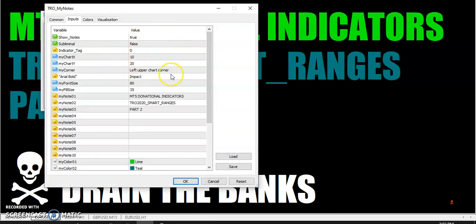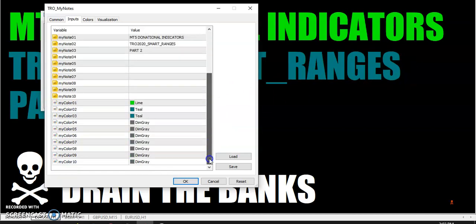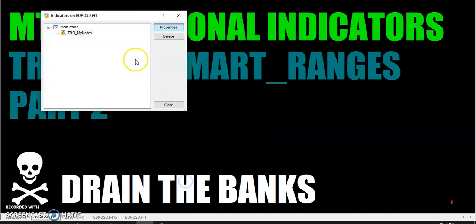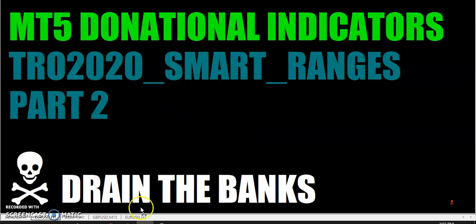You can choose the font, the font size, and how much to fill it, so it shifts it to the left, and your colors and everything. And you can put more than one instance of this indicator on the chart. Just make sure each instance has a separate tag.